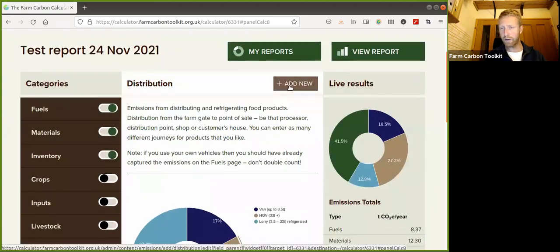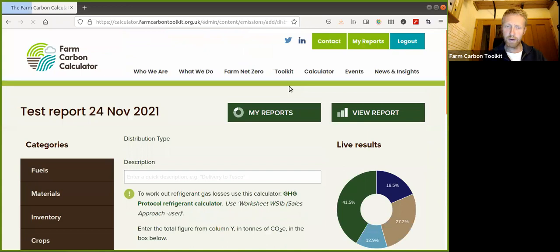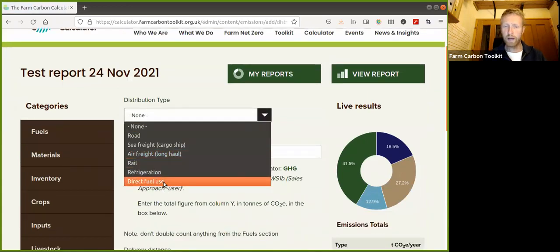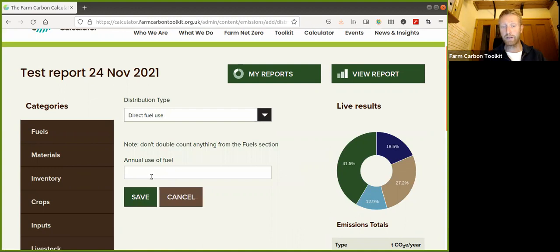Now, I'll just show you another example of where information we can put in, and that would be direct fuel use. Okay, so this is even more accurate. So actually, if you know the exact amount of fuel that's been used to deliver your produce for the entire year, so in this example, we're going to say 3,000 litres of diesel, then we can actually just click save, and that will automatically work that out in terms of the direct emissions from that action.